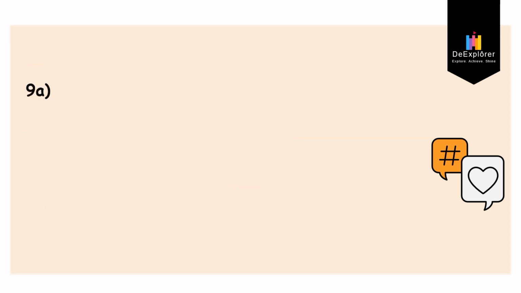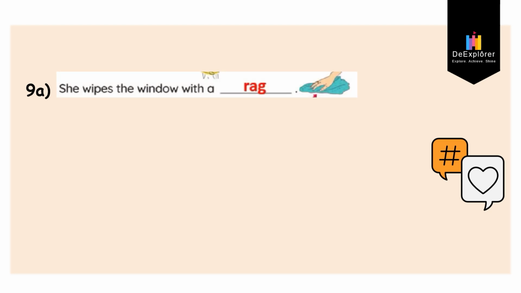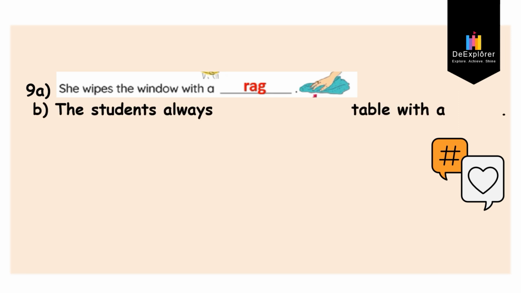And then your number 9A. She wipes the window with a rag. 她用一个布来抹窗. Okay, next, B sentence. I want you to change the subject to the students. 那些学生们，多多学生，学生叫做 students. So 那些学生们时常用一个布来抹桌子. Change the word to table.